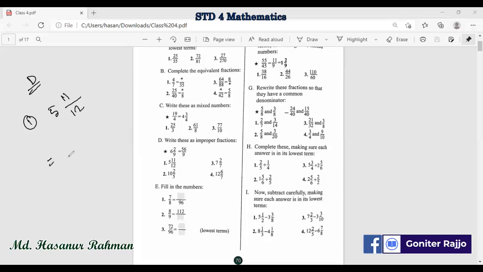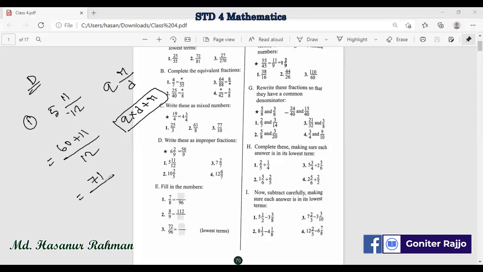Very simple problem. We can just multiply this 5 and 12. If you want to convert this into the form Q whole R by D, you just have to multiply Q times D plus the remainder. That is actually the dividend, and the dividend will be on the upper position. So 5 times 12, that is 60, plus 11. 60 plus 11, you can say 71 by 12. So that is the improper fraction.